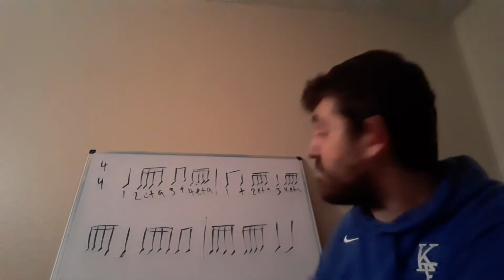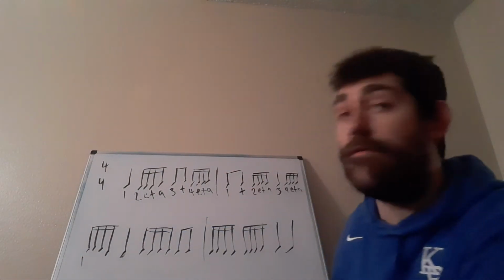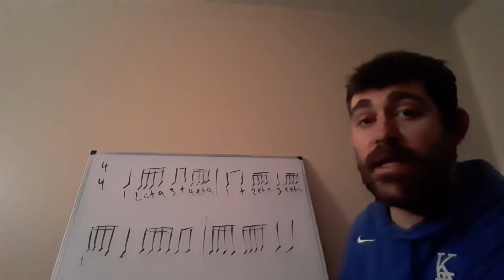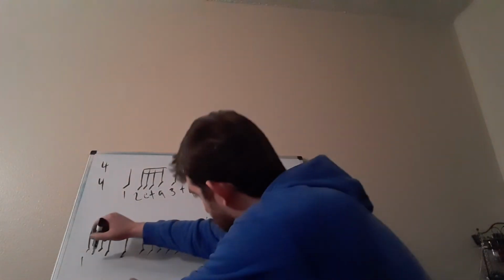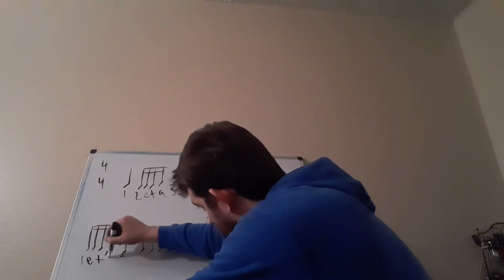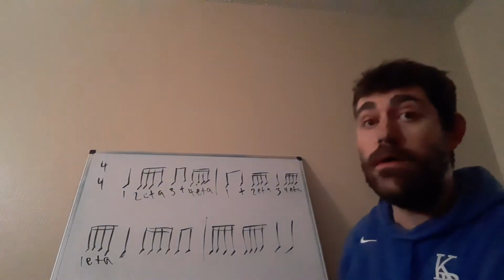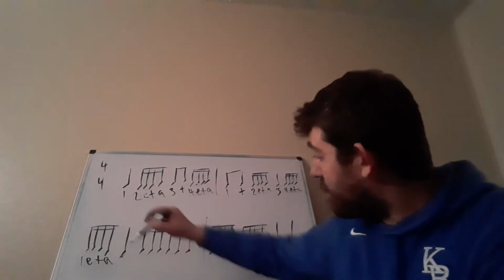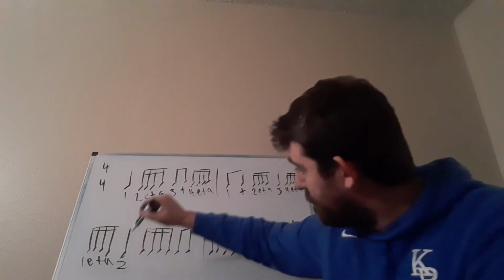Remember, first note of each measure is on beat 1. 4/16, you put 1, E, and A. There we are. E and A. Beat 2 is a quarter note. That quarter note takes up all of beat 2.